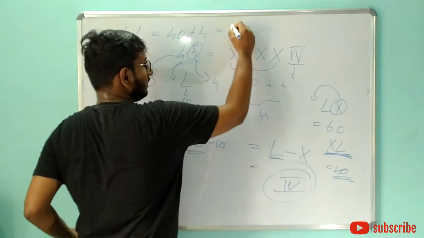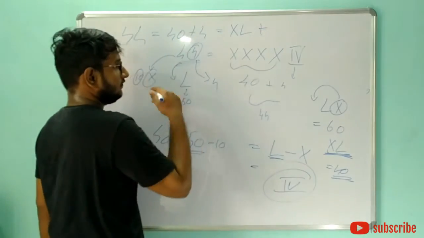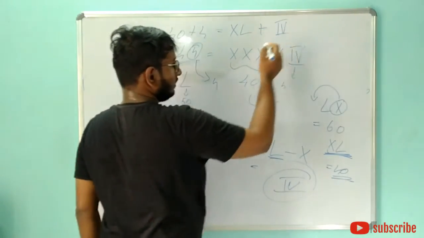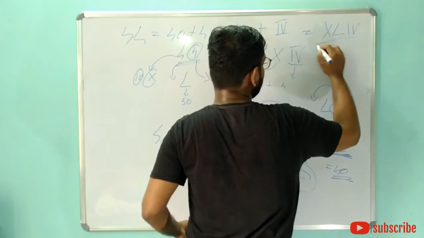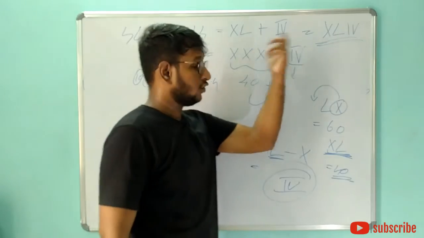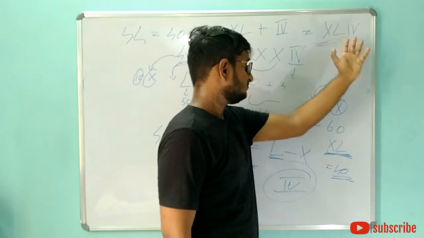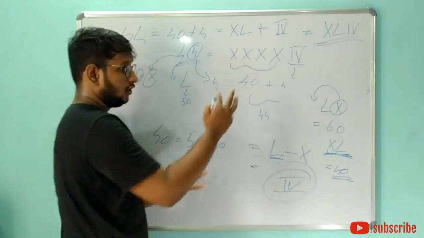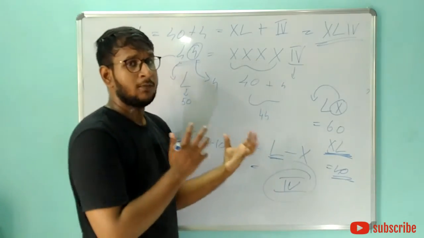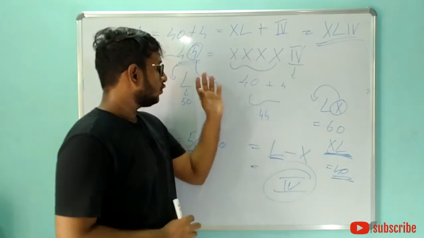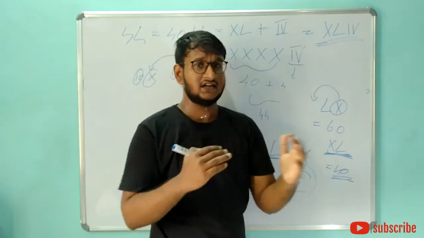So we can use XL for 40, plus the symbol for 4. Together we can write it as XL4. So this is how we got 44. In Roman numerals we can represent 44 by XL4. So this is a brief knowledge about Roman numerals. I have briefly given the properties and the characteristics of Roman numerals.